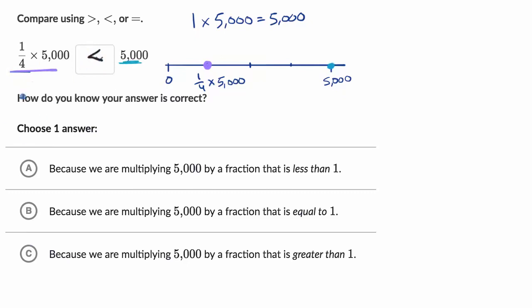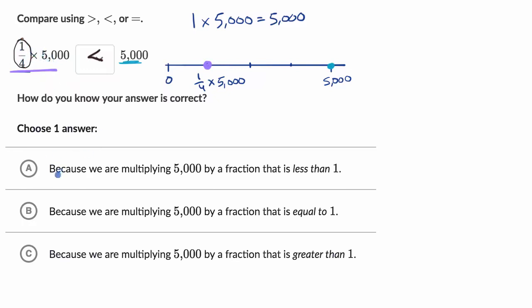5,000. And in general, if the value is between 0 and 1 that you're multiplying by something else, it's going to make the thing you're multiplying smaller. If this were 1, it's not going to change the value. And if this were greater than 1, it would make it larger.